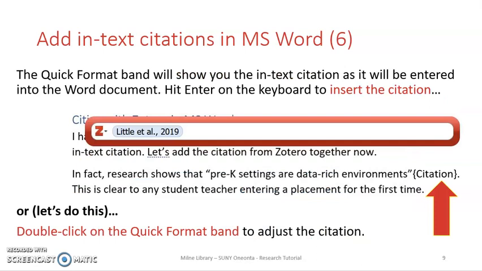Now, the quick format band will still be there. It will show you the in-text citation as it's going to be entered into the Word document. You can see the field where the arrow is pointing, where the citation will go. If you want to adjust the citation, you can double-click on the quick format band now to make some changes. Let's do that.